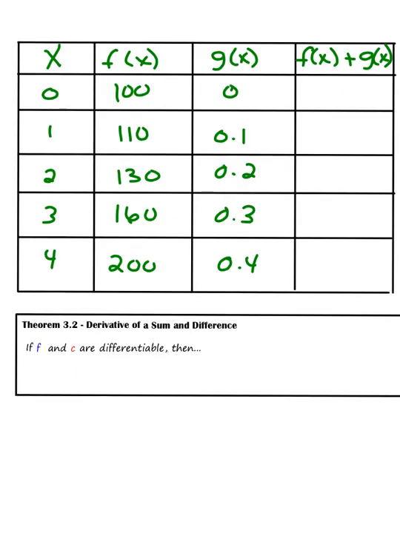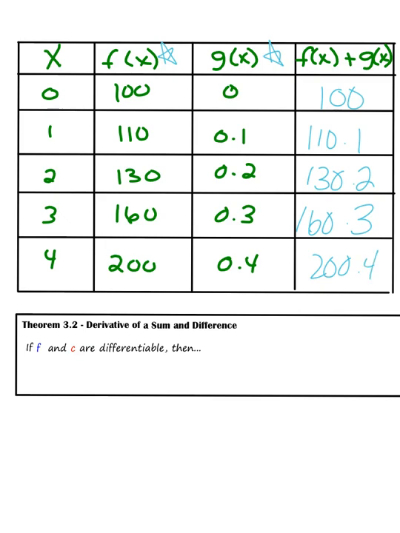So our next theorem is going to involve sums and differences of functions. So I've just defined 2 functions, f of x and g of x, just kind of arbitrarily. You don't necessarily need to know the formula at all, but let's just look at the rate of changes, and then let's look at what happens when we add those functions together. So for instance, we'll fill in this column over here. This would be 100. If we add these together, this would be 100.1, because again, we're just adding f and g of x. So 130.2. 160.3, and this would be 200.4.